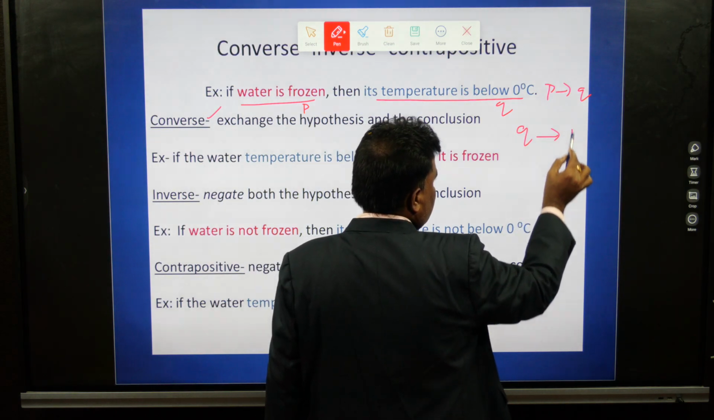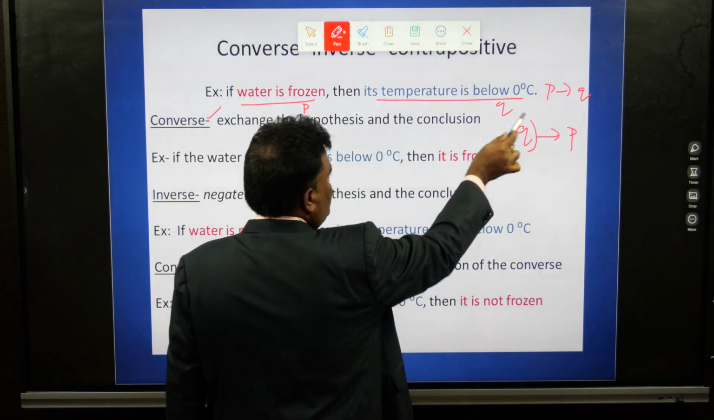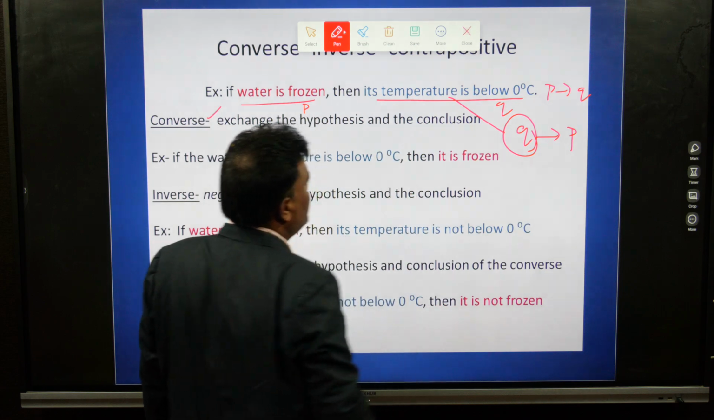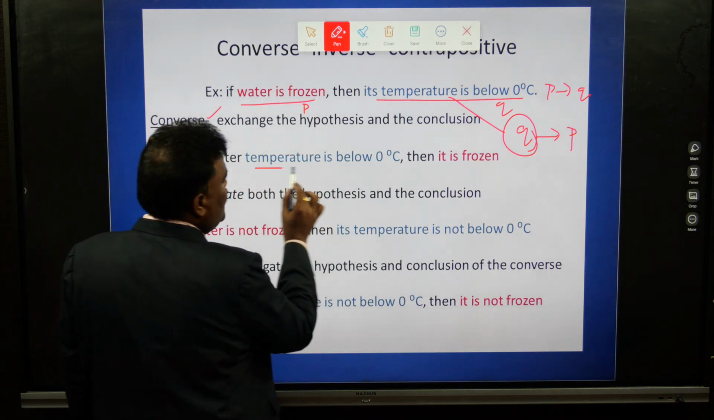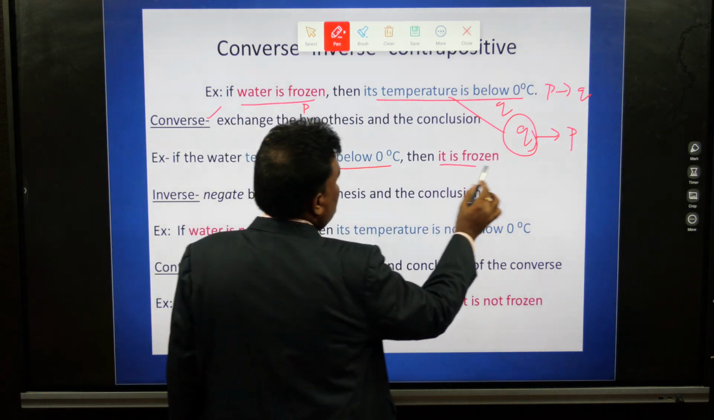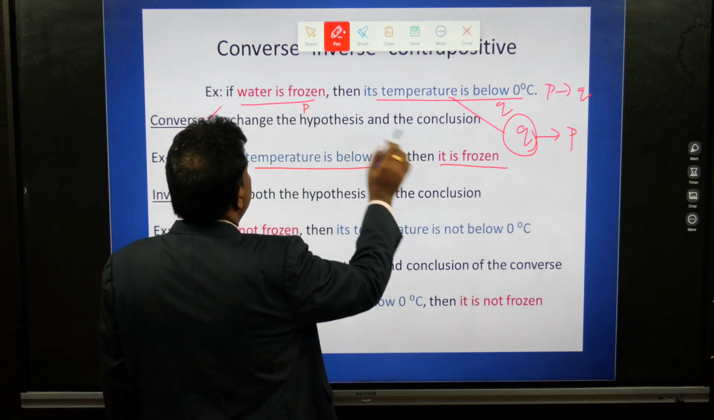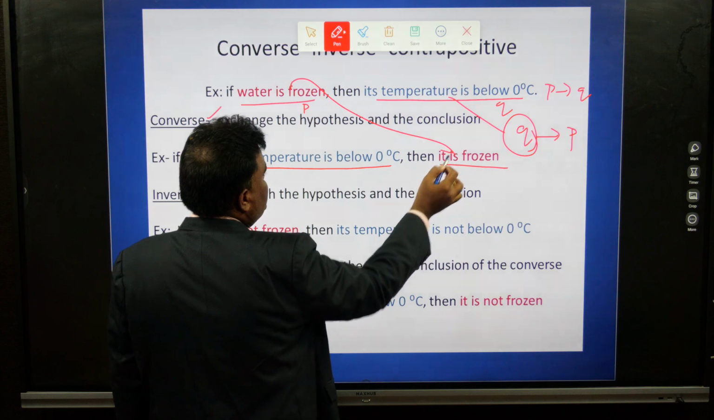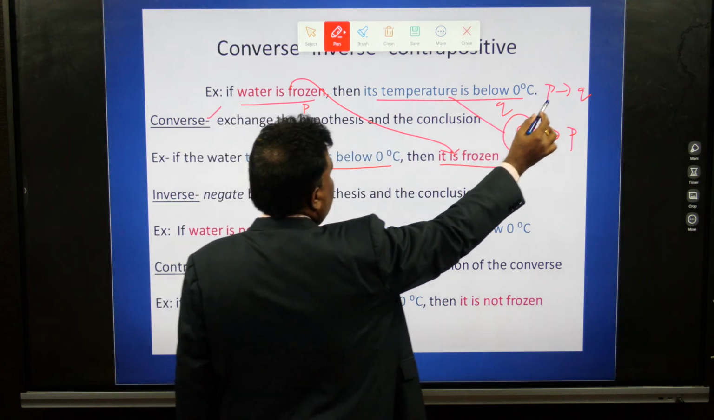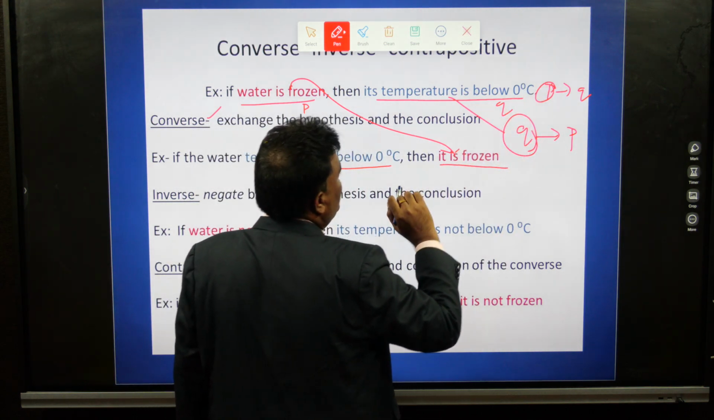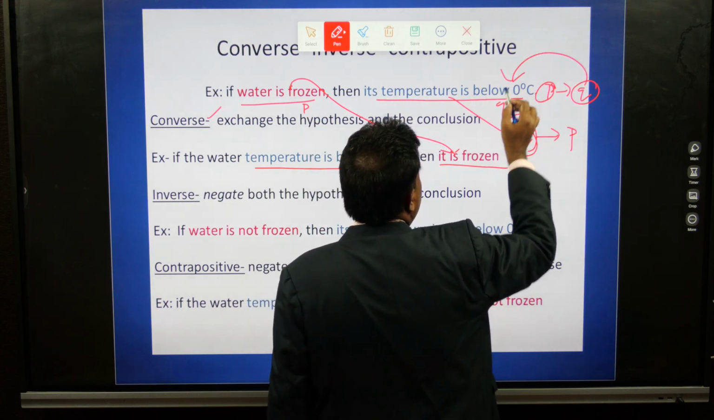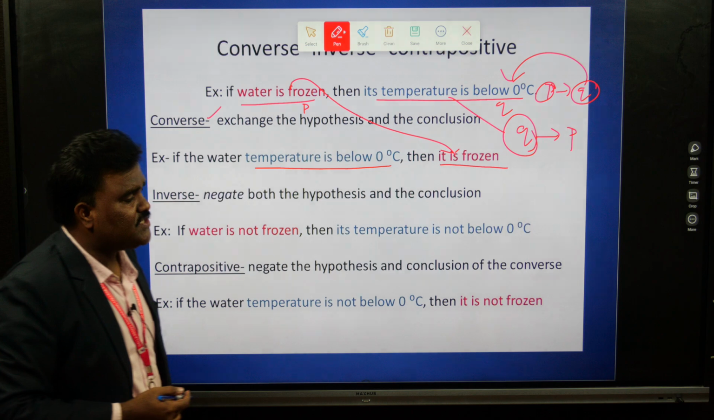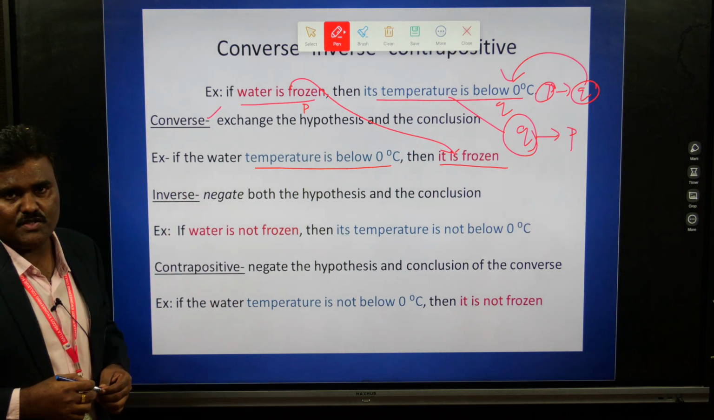Q implies P. What is Q statement? Q statement is temperature is below 0 degrees. If the water temperature is below 0 degrees, then it is frozen. So frozen is the first statement from the original statement. P is it is frozen. What is Q? Temperature is below 0 degrees. So in this way we have to represent the converse statement.